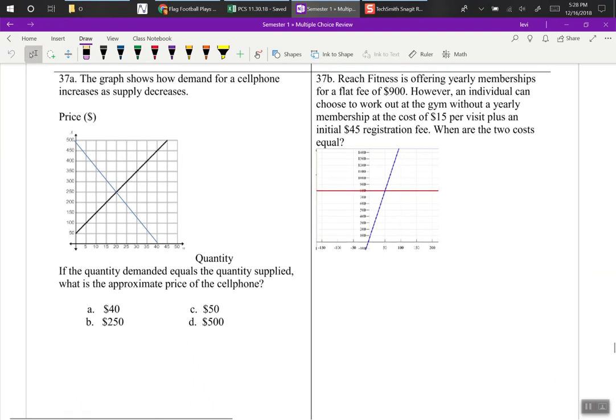37A. The graph shows how demand for cell phones increases as supply decreases. If the quantity demanded equals the quantity supplied, what is the approximate price of the cell phone? So this would be $250, looks like it.